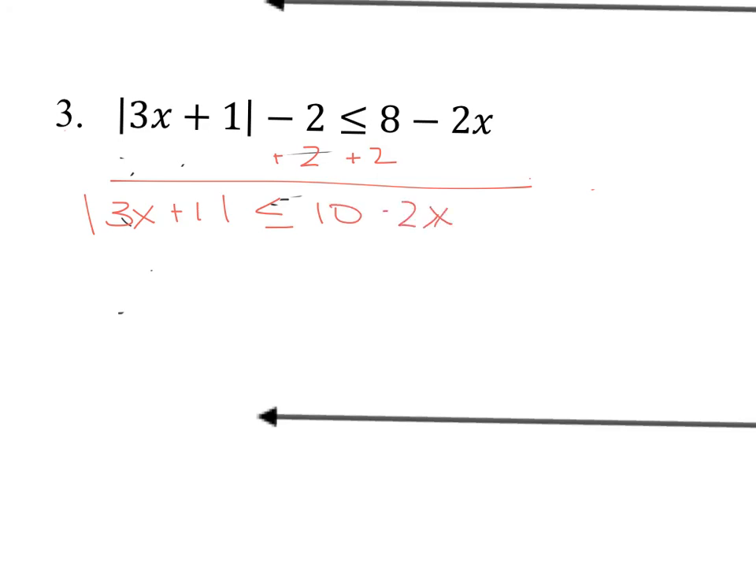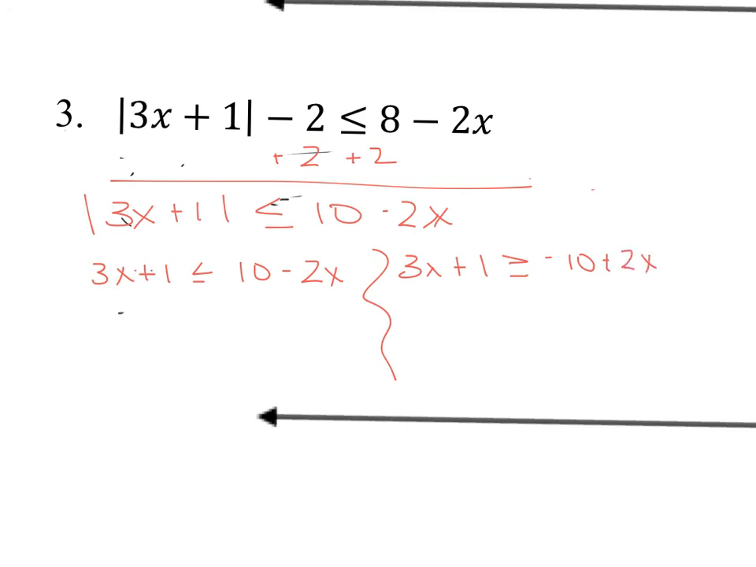So now I'm going to set up my 2 equations. I have 3x plus 1 is less than or equal to 10 minus 2x, and 3x plus 1 is greater than or equal to negative 10 plus 2x. Alright, great. Now I'm going to solve.